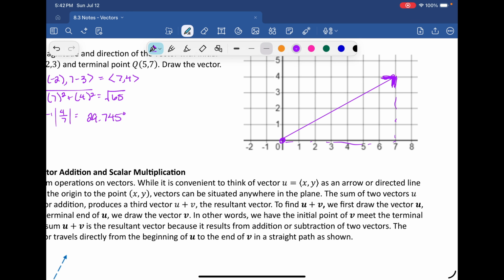All right, and that makes sense because this angle is clearly acute, less than 90 degrees. We're in quadrant 1. The angle's going to stay the way it is.